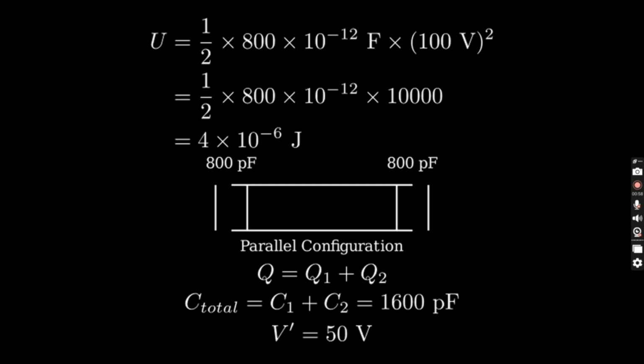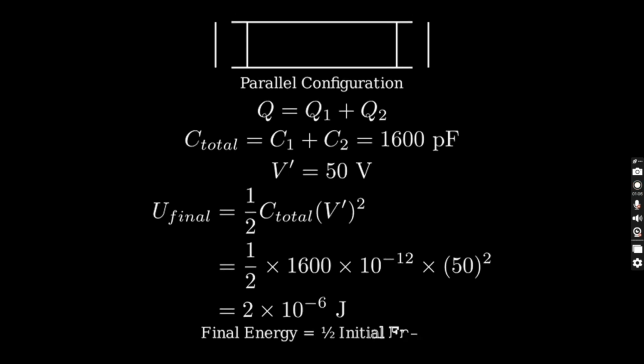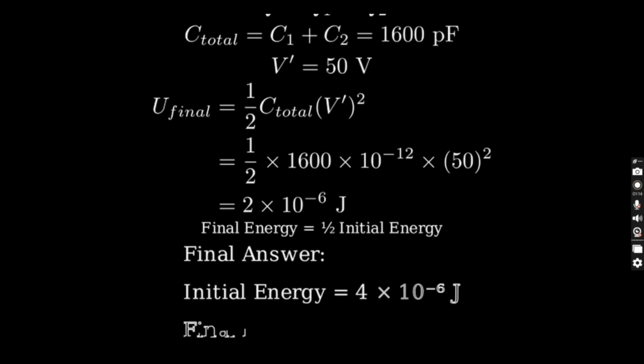Let's calculate the final energy using the same formula as before, but with our new values. We get 2 times 10 to the negative 6 joules. Notice that the final energy is half of the initial energy. This is because some energy was lost in the process of connecting the capacitors. And that's our solution. The initial energy stored was 4 times 10 to the negative 6 joules, and the final energy of the system is 2 times 10 to the negative 6 joules.